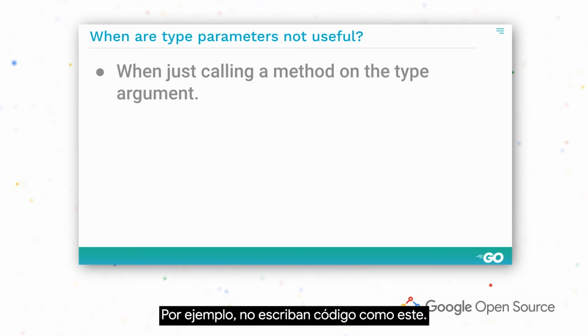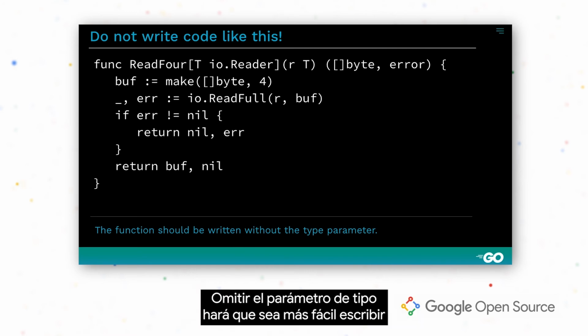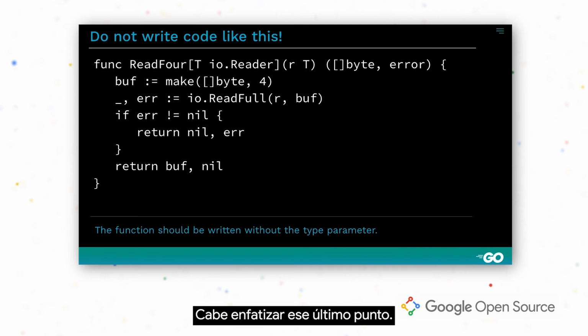For example, do not write code like this. This same function could be written without the type parameter. Omitting the type parameter will make the function easier to write, easier to read, and the execution time will likely be the same. It's worth stressing that last point.